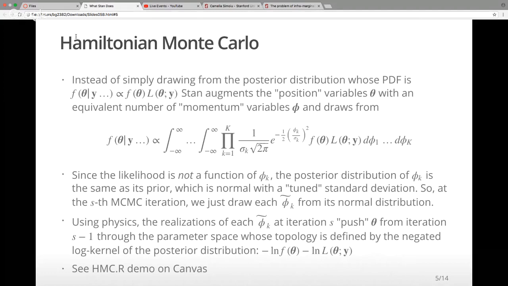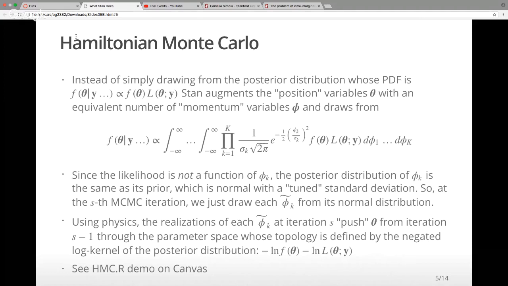So instead of drawing from the posterior distribution that you think you're drawing from, theta given y proportional to the prior and the likelihood, Stan is going to augment the position variables theta that you're substantively interested in with momentum variables phi that you're not interested in. So these phi variables are really just a catalyst. But Stan technically is going to sample from the joint posterior distribution of phi and theta given the data.